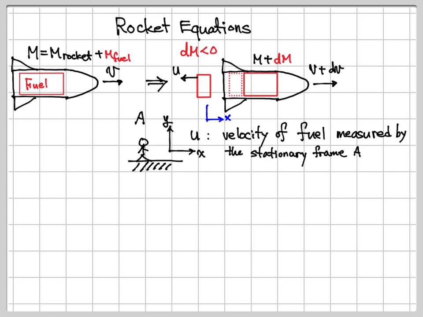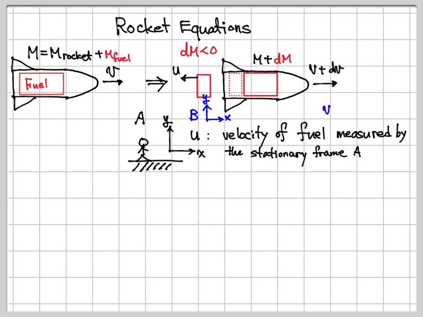Thrust is happening between the fuel and the rocket. Therefore, it's good to have a moving frame, and we measure the velocity of the rocket from this moving frame. So let's just say this moving frame is B. This moving frame is moving at the same velocity as the velocity of the fuel. So we are looking at the rocket from the perspective of the fuel.